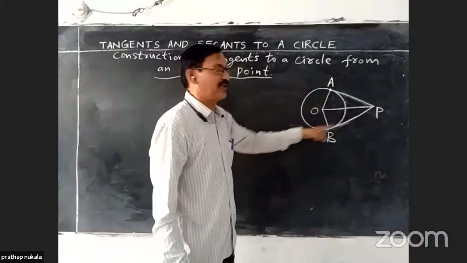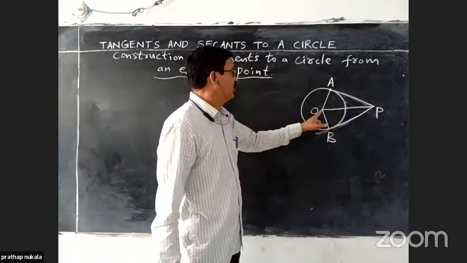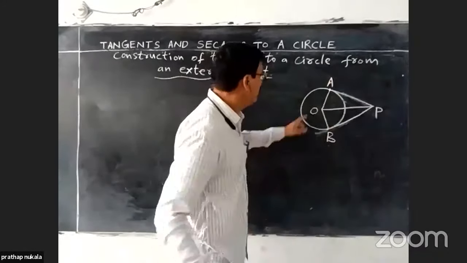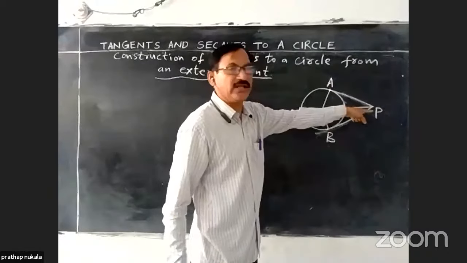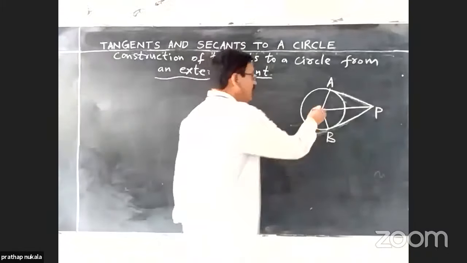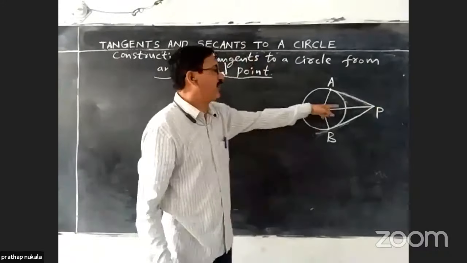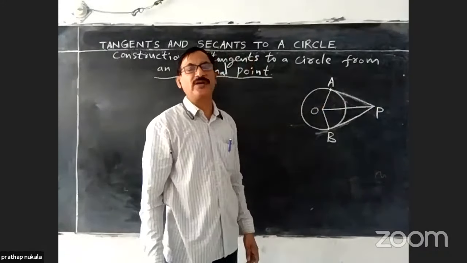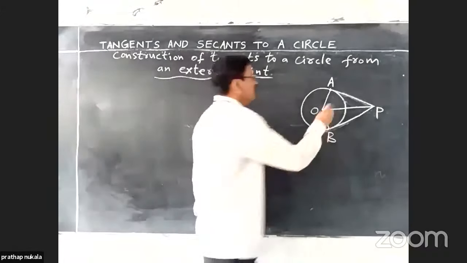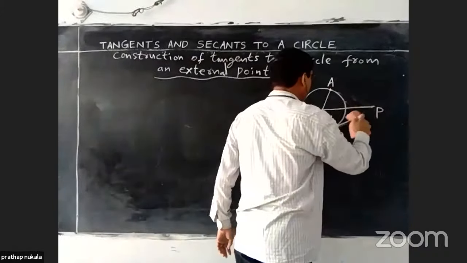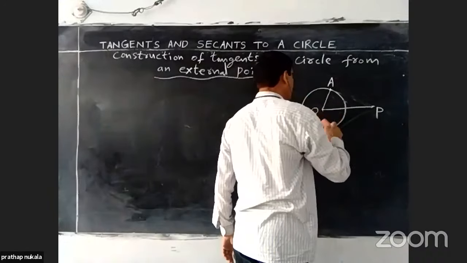First, draw a circle with center O. Not now, not joining OA. Okay, no problem. Locate the point P outside the circle. Then we have to draw the perpendicular bisector of OP. Not now, don't join PA and PB. Lastly, we can join.